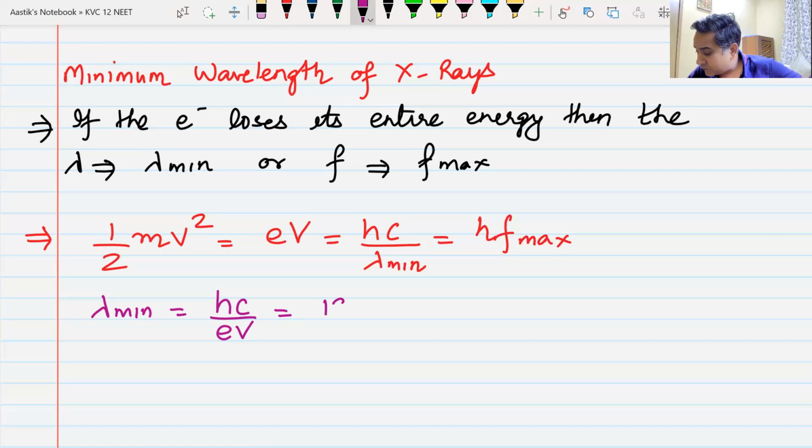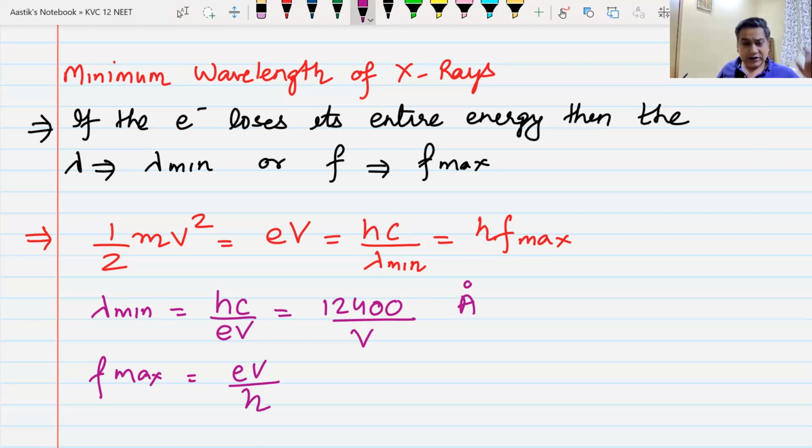If you put in electron volts, the formula will become 12,400 divided by V, and the answer would be in Angstrom units. If you write the formula for frequency, f max will be eV divided by h. Hardly you will get any question on maximum frequency. If there is a question, you will only get it on the minimum frequency. Do we understand this? Yes, sir.